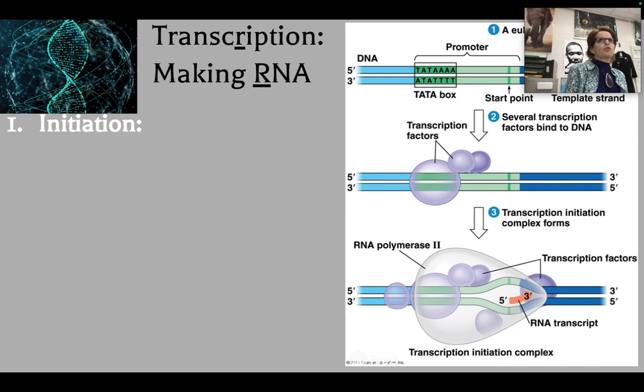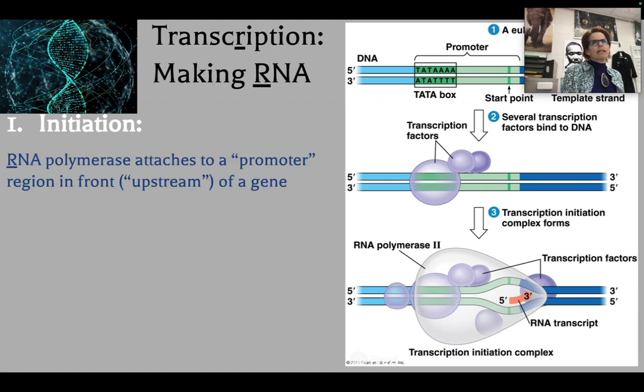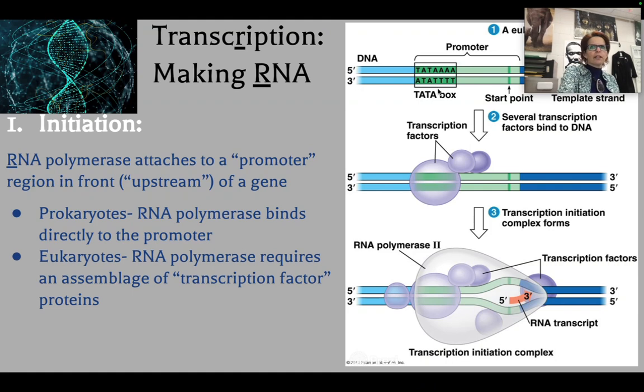Okay, transcription and translation. So that was just replication. So transcription is making RNA. Basically, RNA polymerase attaches to a promoter region in front of a gene. So there's the promoter region, in light green. It's often identified by a TATA box in eukaryotes. Prokaryotes don't have this TATA part, but that's the promoter.